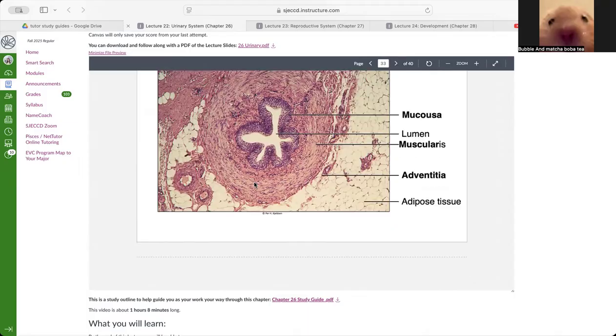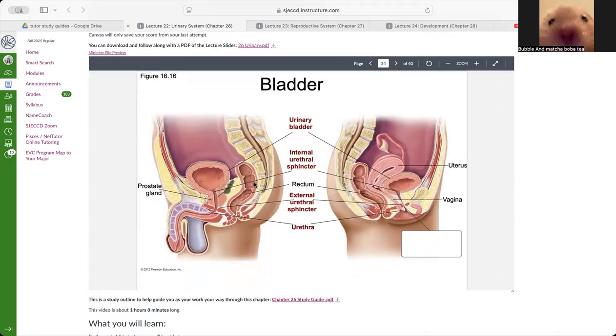abdominopelvic cavity. The bladder is anterior to the rectum, right? A female bladder is inferior to the uterus. It's surrounded by peritoneum and holds 3/4 of a liter, but women hold less to accommodate the uterus sitting on top. So a pregnant woman has to pee a lot because the fetus will sit on top of the urinary bladder.